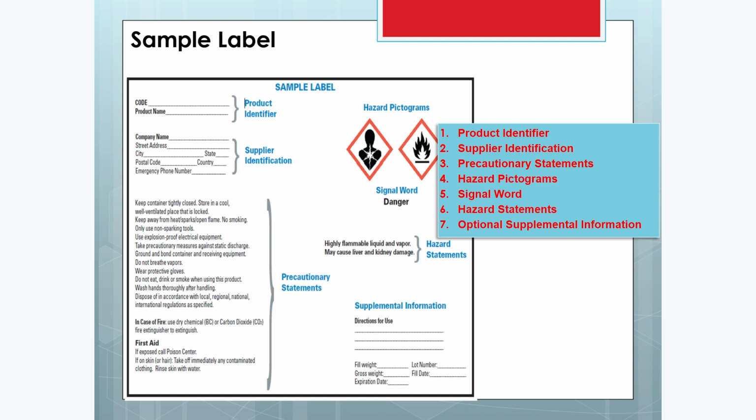Here's a sample label of what you might see on the side of a container. You can see this one is a health hazard and it is flammable. It says it's dangerous. It tells you how to store the product. It says keep the container tightly closed, store in a cool, well-ventilated area, keep away from heat, no smoking, that sort of thing. It tells you what to do in case of fire, so you can't just put this one out with water. It requires a dry chemical. And then what to do for first aid if you are exposed to it.